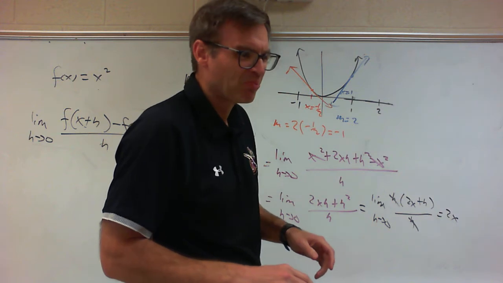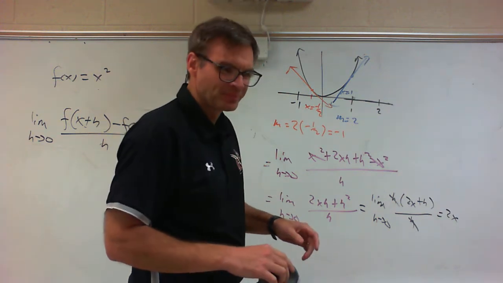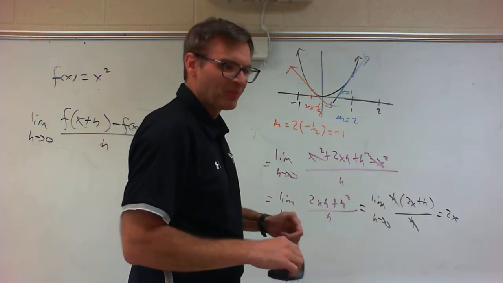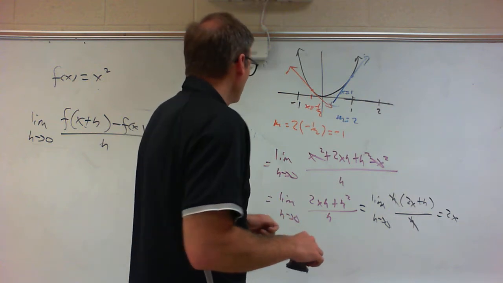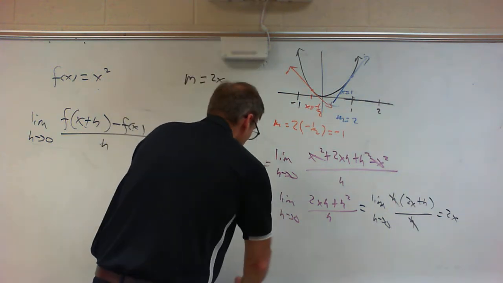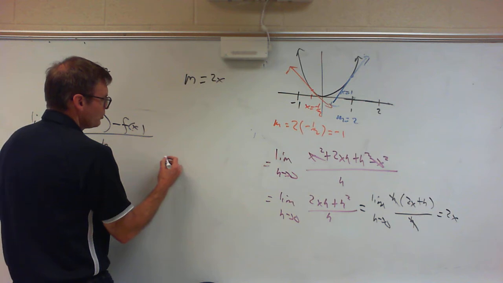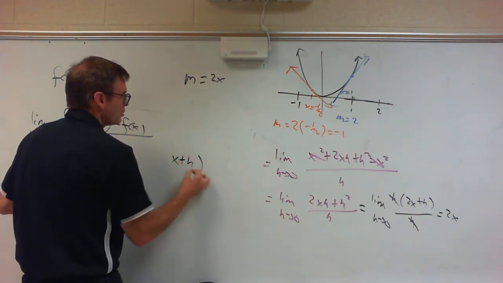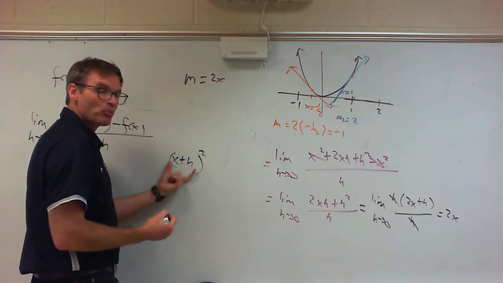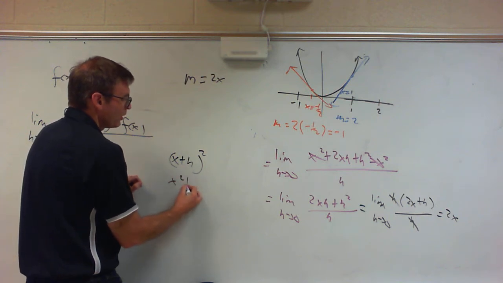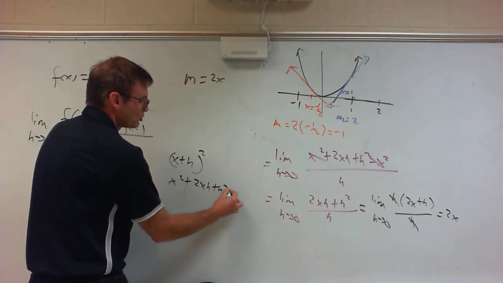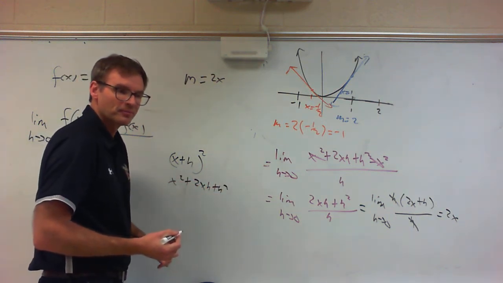How come h is squared too? When you square, I erased it. When you have x plus h quantity squared, when you multiply that whole thing out, you end up with x squared plus 2xh plus h squared. That's where the h squared came from.